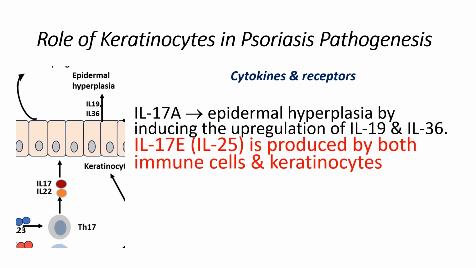Also, interleukin 17A can indirectly promote epidermal hyperplasia by induction of the upregulation of interleukin 19 and interleukin 36 in keratinocytes. However, other members of the interleukin 17 family have received less attention despite their upregulation in psoriatic lesions. One such member is interleukin 17E or interleukin 25, which is produced by both immune cells and keratinocytes, similar to interleukin 23.